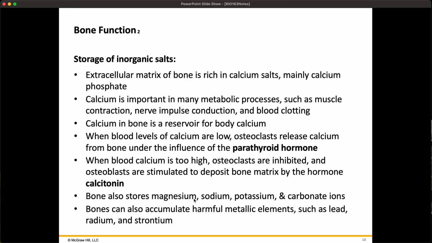Bone also has things like magnesium, sodium, potassium, carbonate ions that our body uses for a variety of functions, everything from transport across cell membranes to DNA replication. Bones can also be storage sites for things like lead, radium, and strontium, so heavy metal poisoning.